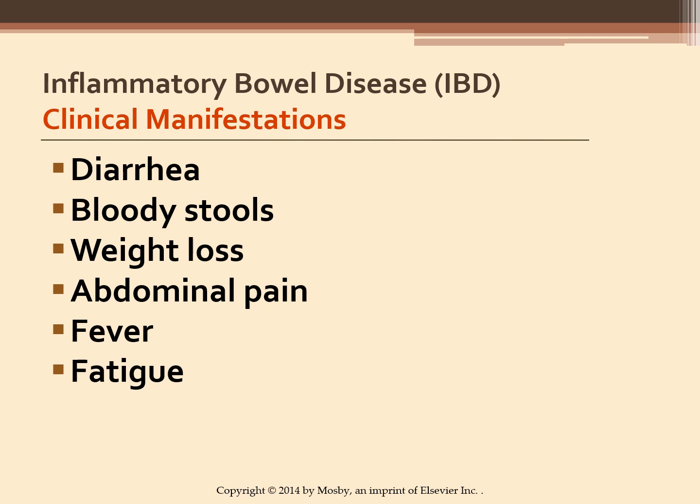Signs and symptoms are usually the same. You're going to have diarrhea and bloody stools. Bloody stools are most common in ulcerative colitis, being that lower GI, so you see the blood in the stool more. Weight loss is more common in Crohn's disease because inflammation of the small intestine impairs nutrient absorption. The big job of the small intestine is to absorb all those nutrients, so if you're not absorbing them, you're more likely to lose weight. They also have abdominal pain, fever, usually due to inflammation, and fatigue.